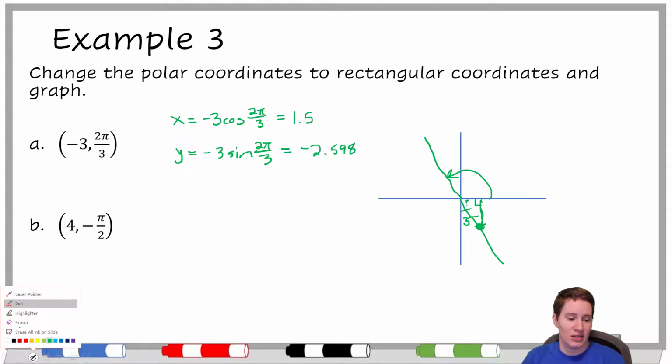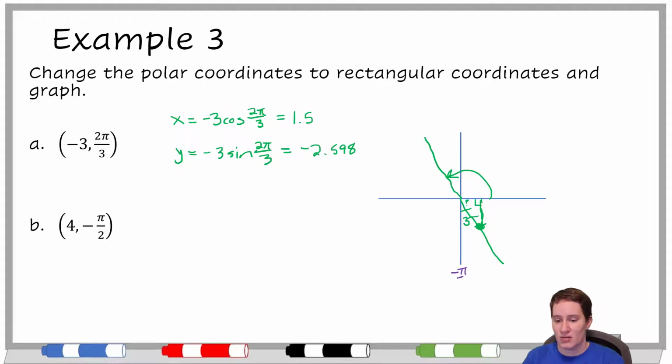Let's look at B. One of the reasons I like to graph it to start off with is because occasionally you end up with a really easy situation. 4 comma -pi over 2. -pi over 2 is straight down because you go -90 degrees. And then 4 would just be 4 along this line. And we actually can figure out this coordinate without doing any work because we literally went down 4. So that's 0 comma -4.